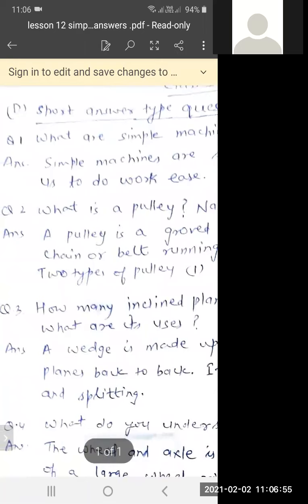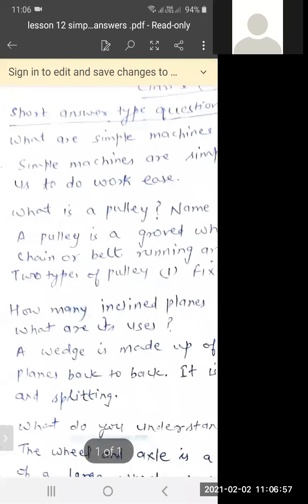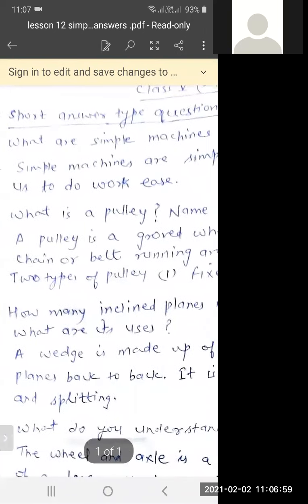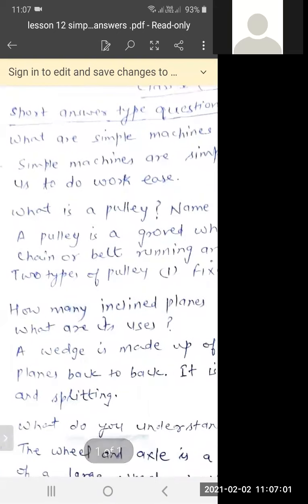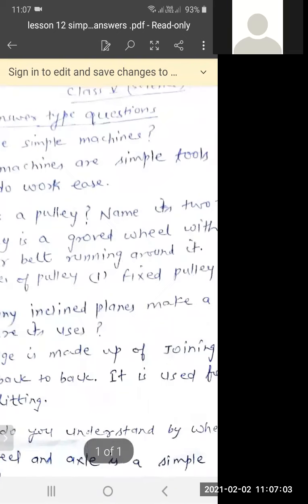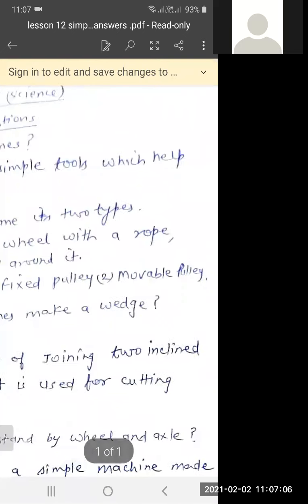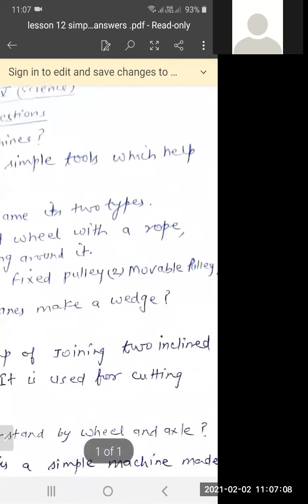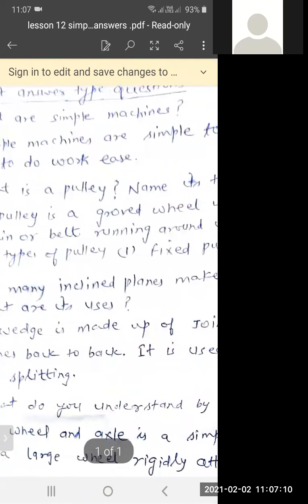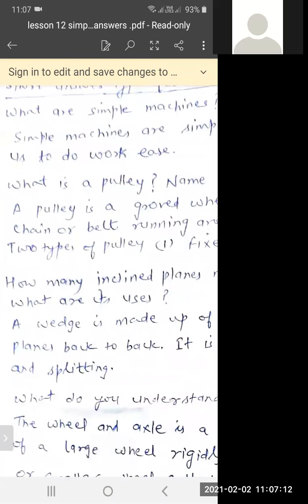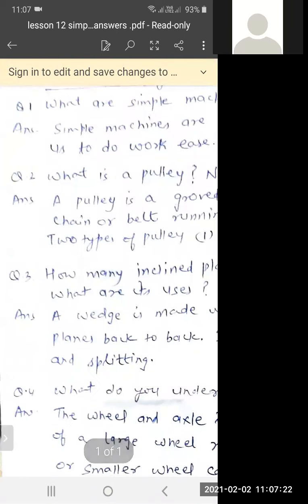What are simple machines? Answer: simple machines are simple tools which help us to do work easy. They are called the simple machines. Correct?